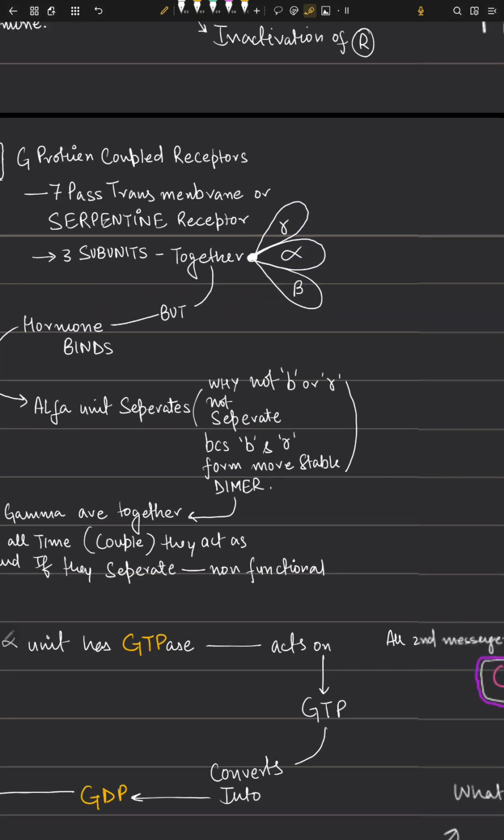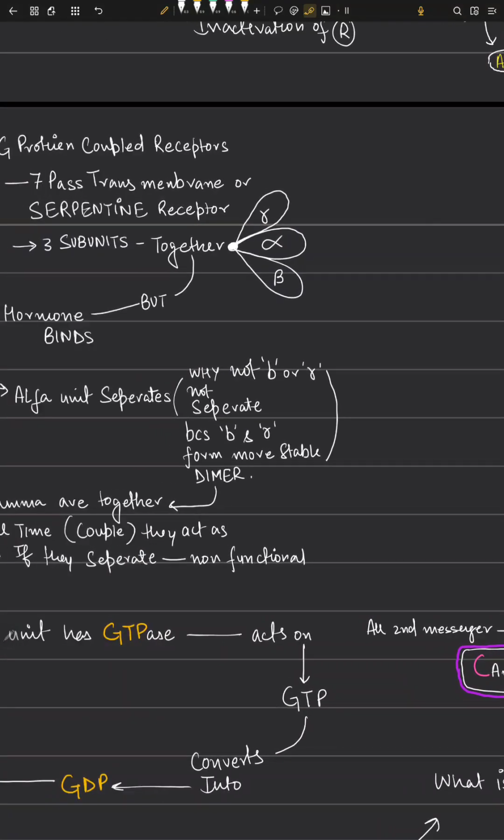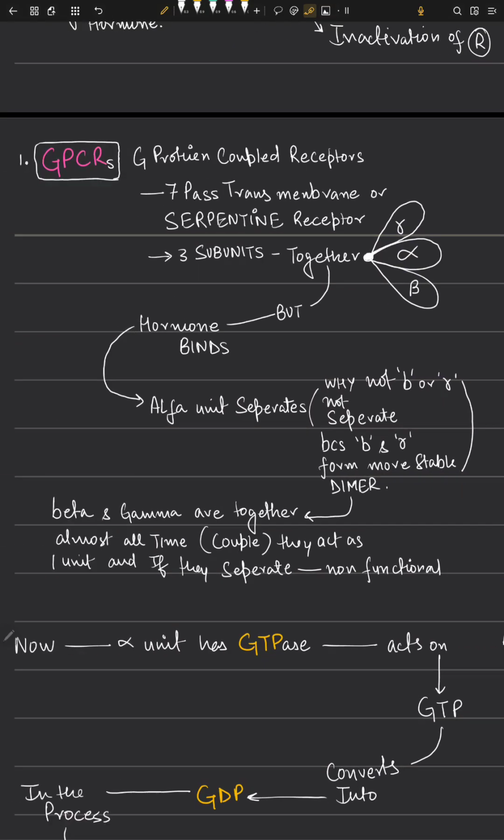They usually perform signaling. They are used in the pathway. I will tell you what happens. Together they are alpha, beta, and gamma. But the hormone binds.